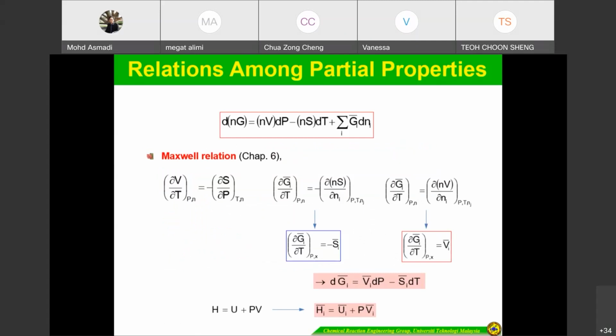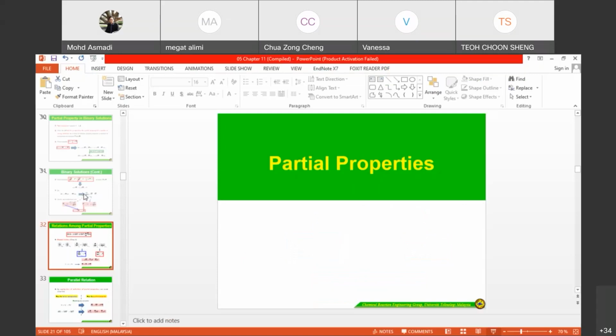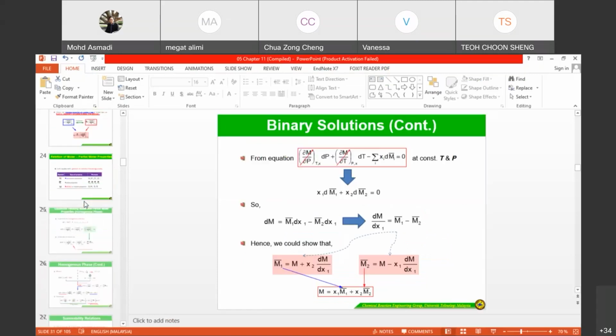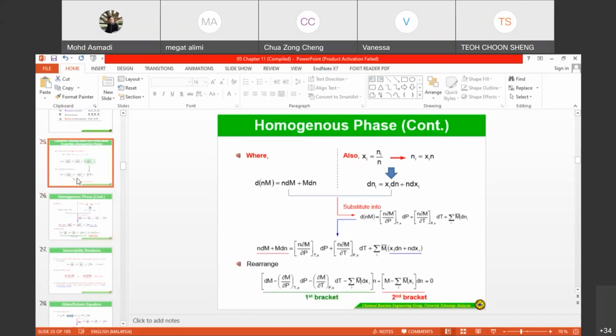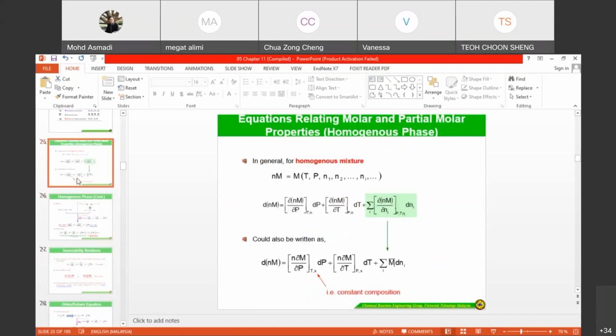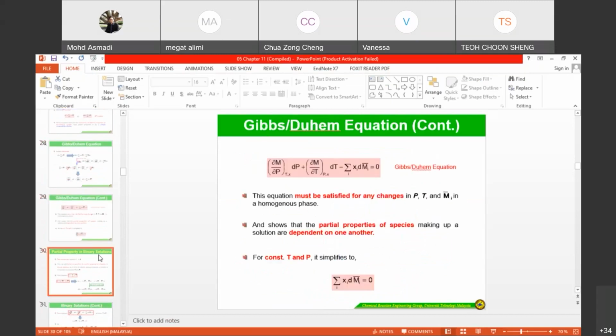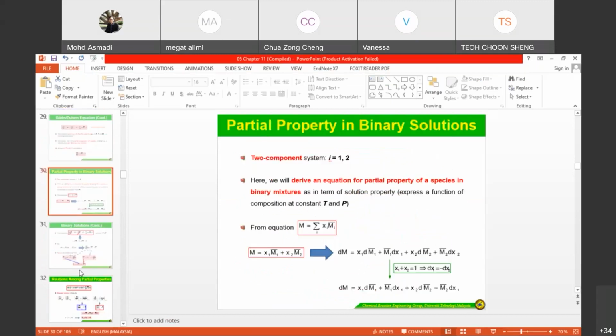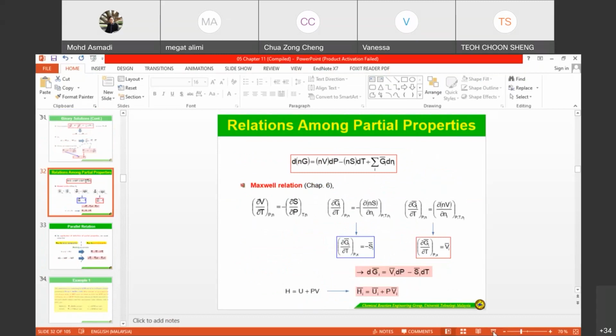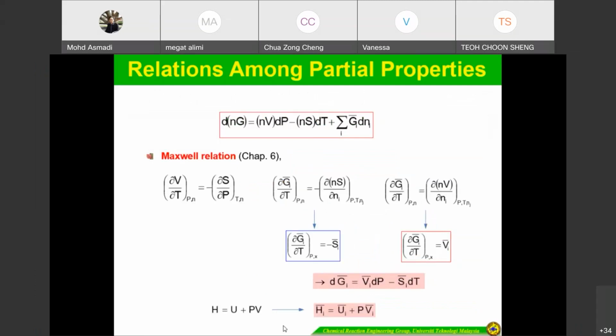So this is the derivation. Actually, I have some other slides; I think you downloaded them. I just skip this one, which is just the equations relating the molar and partial properties. It's a derivation, and you just apply the equations. So for the enthalpy, Hi bar equals Ui bar plus P Vi bar. This one is for the solution, this one has the bar.